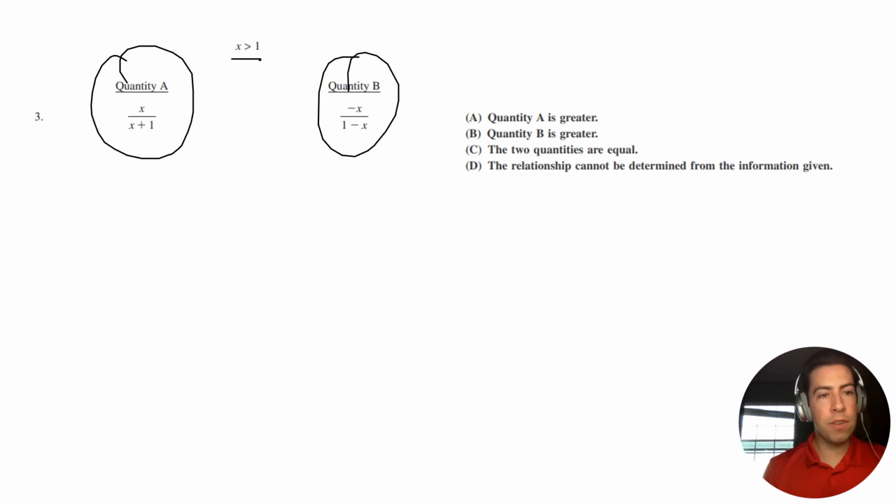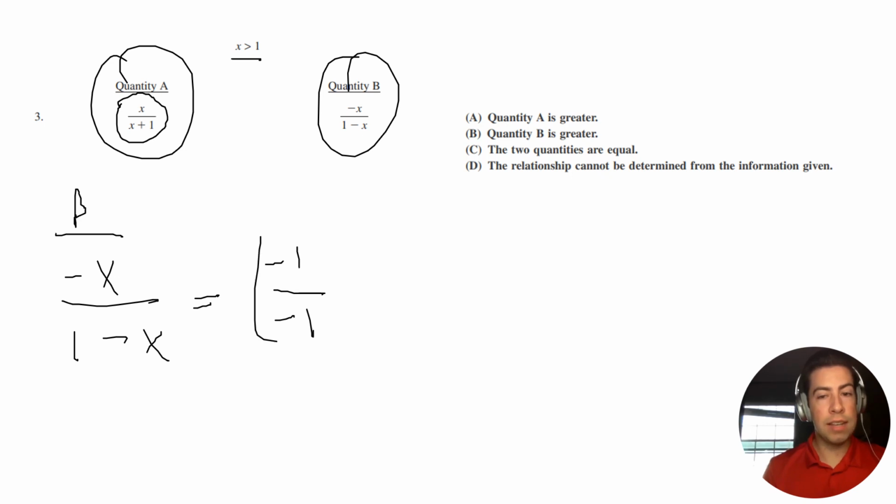So quantity A they give us, pretty straightforward: x divided by x plus 1. And quantity B is negative x divided by 1 minus x. What I'm going to do with quantity B is try to make it look a little bit simpler. So we have negative x over 1 minus x. I'm going to multiply both top and bottom by negative 1. Remember, guys, I can do this because negative 1 divided by negative 1 is just 1, and 1 times any number is just the same number. So this is totally valid for me to do right now.